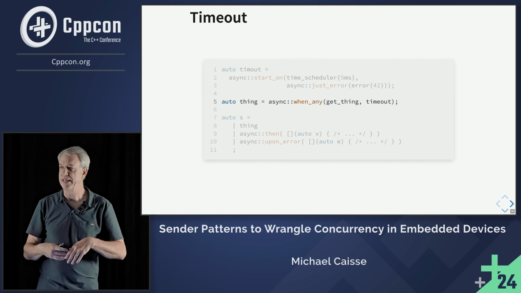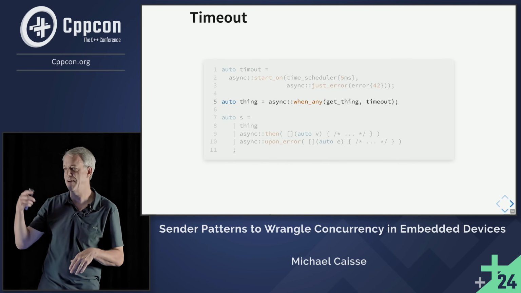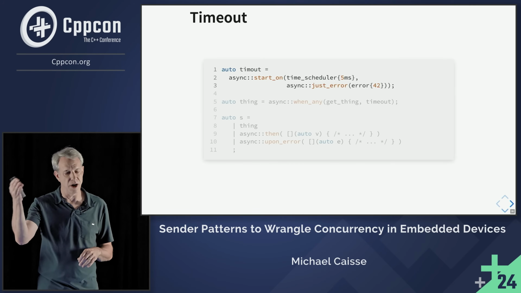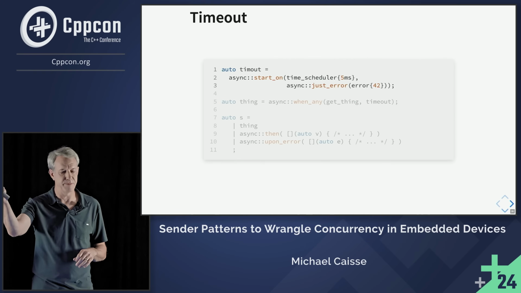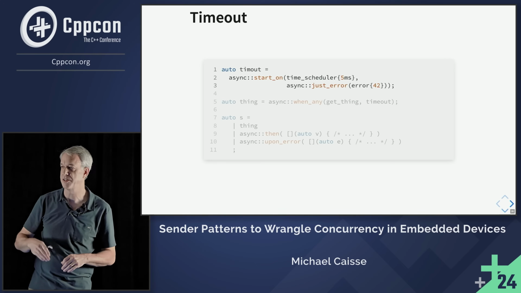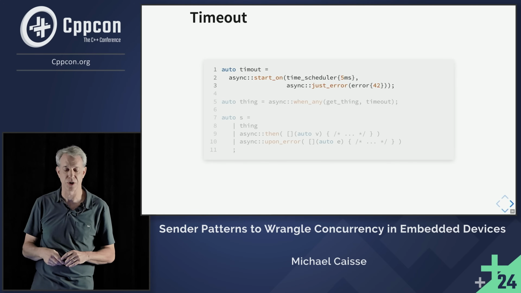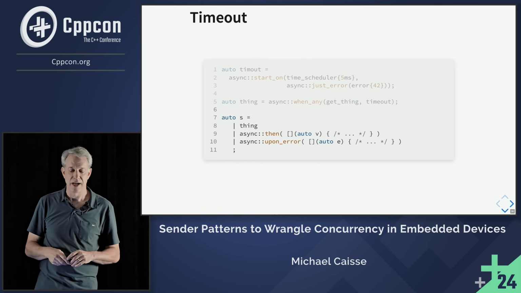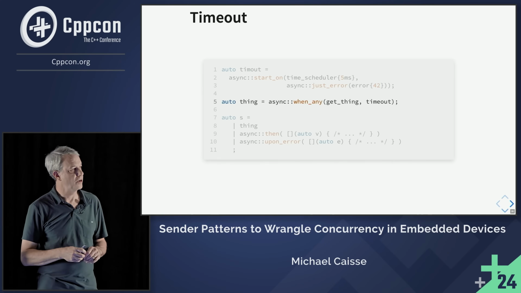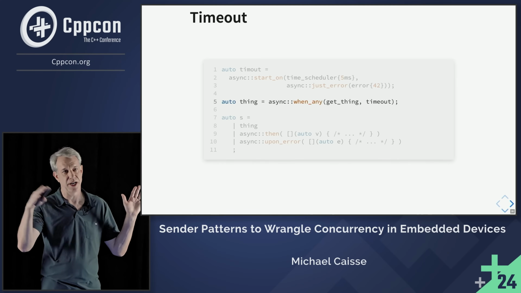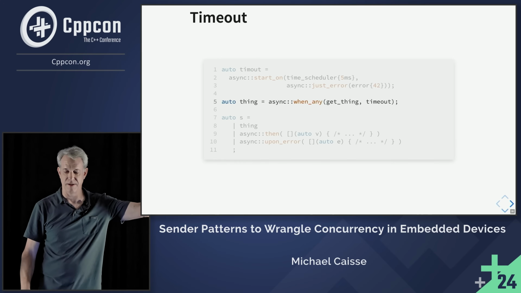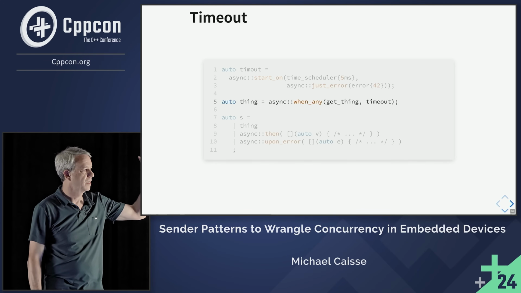All right, we're going to get thing. And we have this thing called a timeout. What is a timeout? A timeout is just start on the time scheduler for 5 milliseconds. And if that finishes, then do a just error. And so we'll generate an error. And so if get thing completes first, then the other chain will just get canceled. And if the timeout completes first, then the get thing will get canceled.